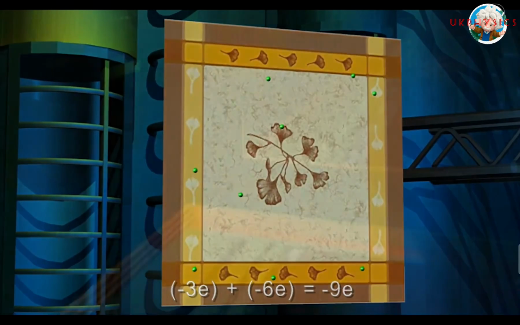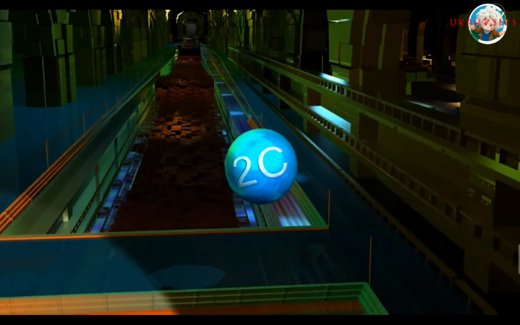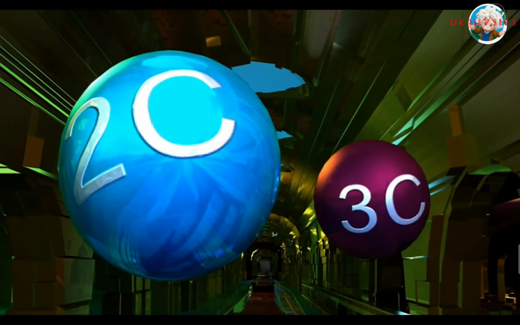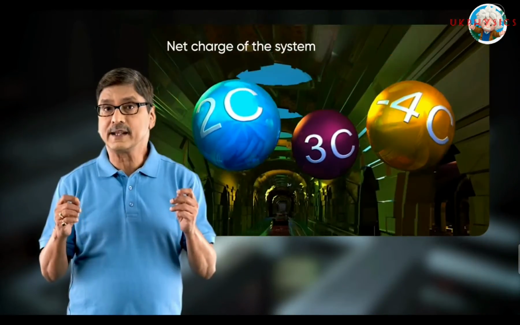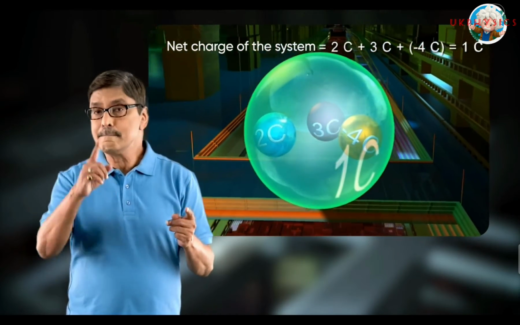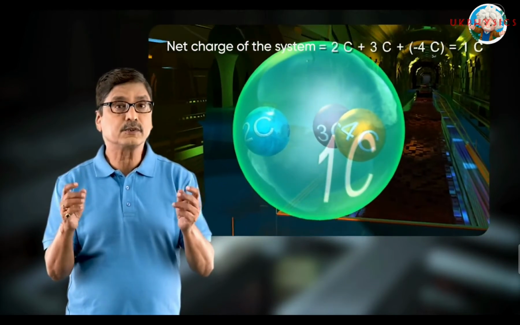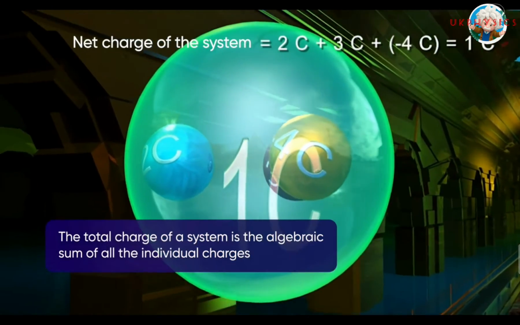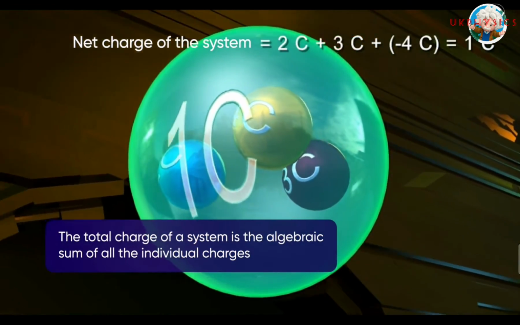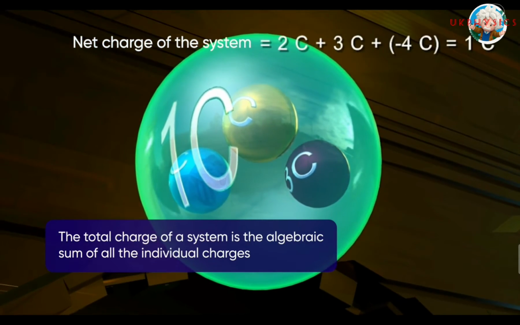Consider a system containing charges 2 coulomb, 3 coulomb, and −4 coulomb. The total or net charge of the system is 2 coulomb + 3 coulomb − 4 coulomb, which is equal to 1 coulomb. The total charge of a system is the algebraic sum of all the individual charges.